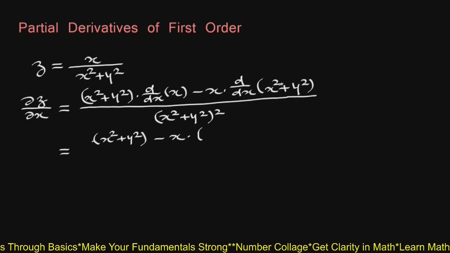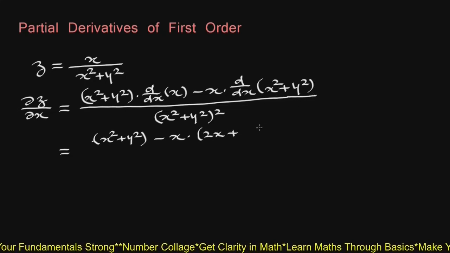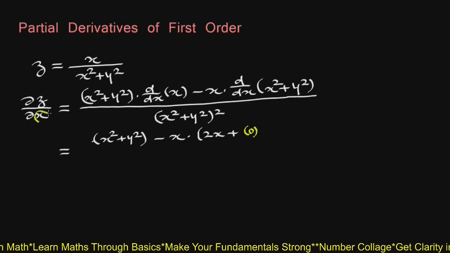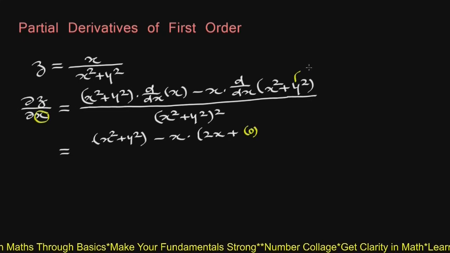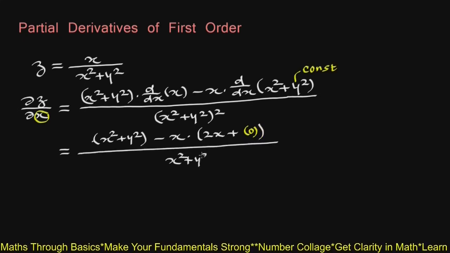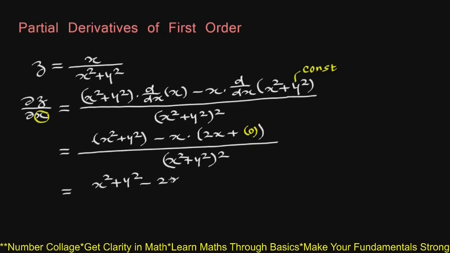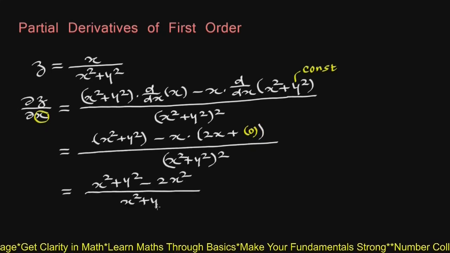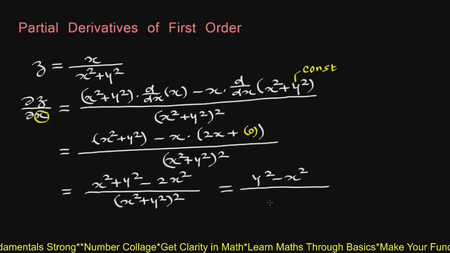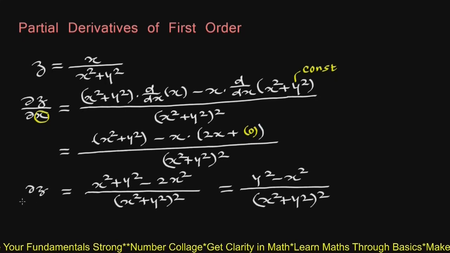First, d by dx of x square is 2x, plus d by dx of y square will be 0 because it is partial derivative with respect to x. So function of y is to be treated as constant, upon x square plus y square whole square. x square plus y square minus 2x square upon x square plus y square whole square. This is y square minus x square upon x square plus y square whole square. So this is dou z by dou x.